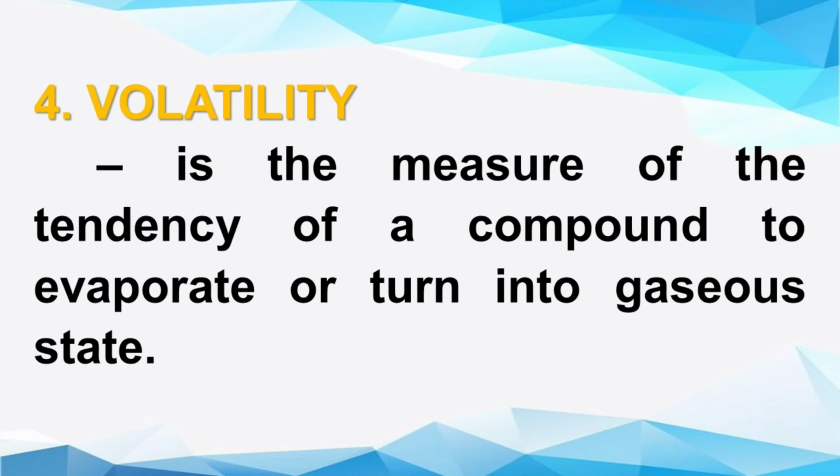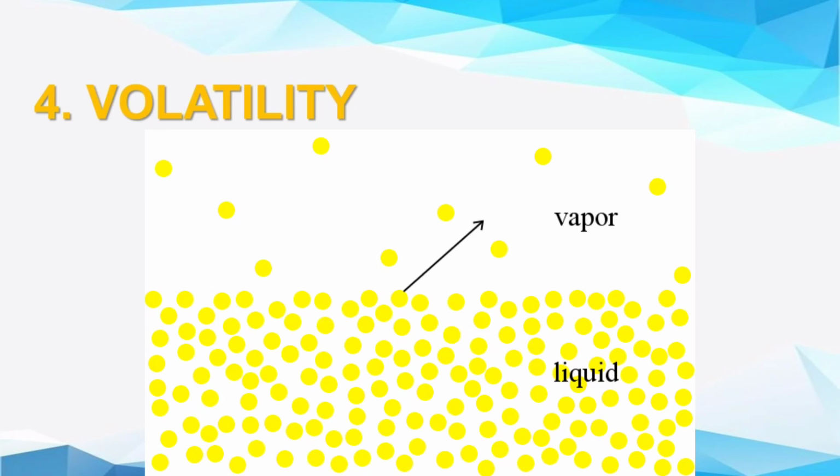We are down with our last property, which is the volatility. So it is the measure of the tendency of a compound to evaporate or turn into gaseous state. Dito naman masasabi nating volatile ang isang bagay kapag madali lang itong mag-evaporate, of course from liquid to gas.